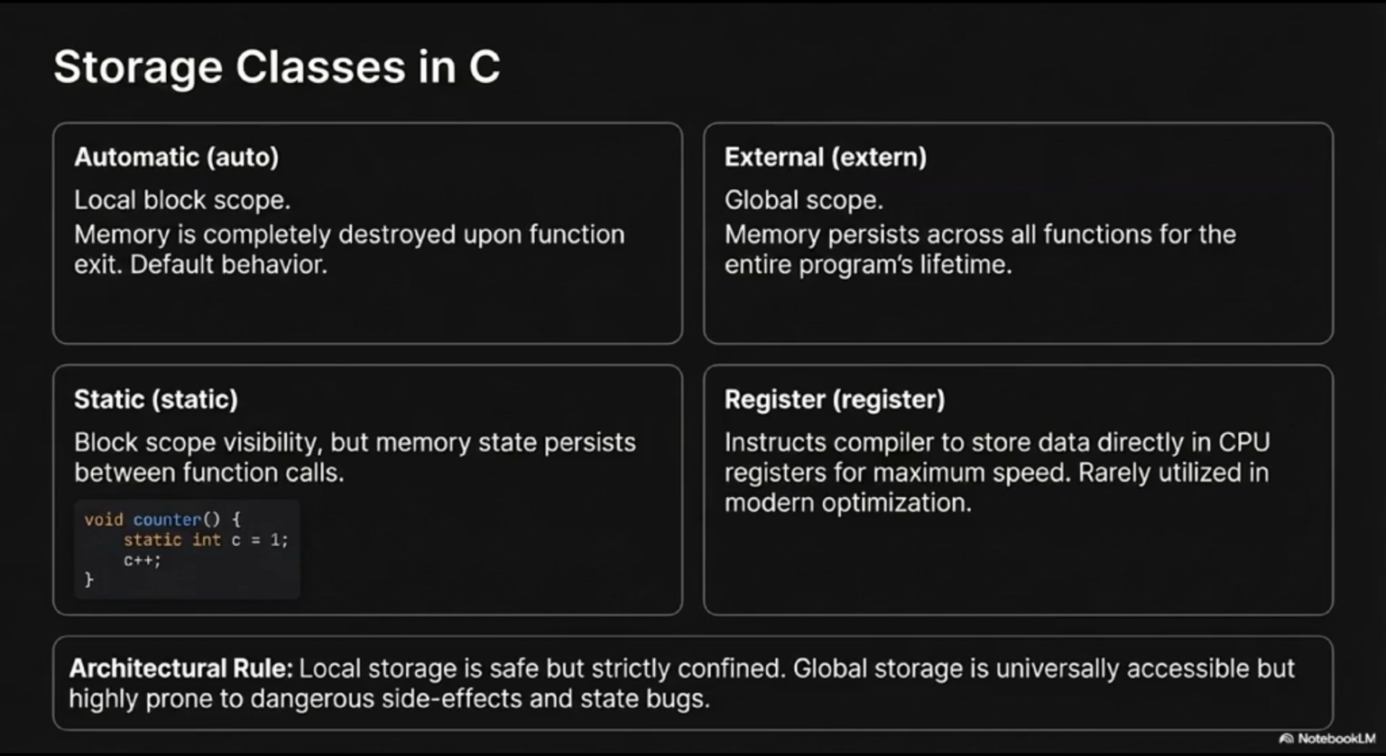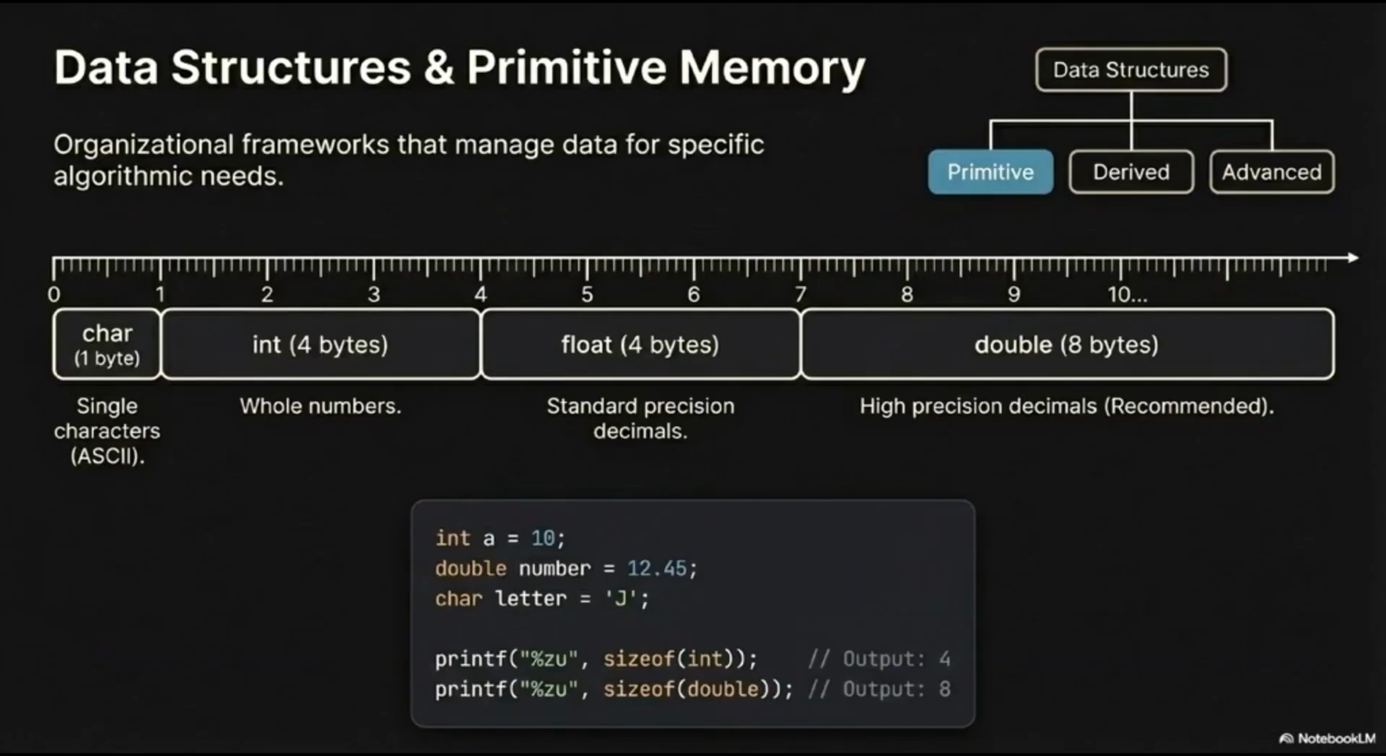A static local variable is a bit of a hybrid. It has the lifetime of a global variable, it sticks around forever, but you can only see it inside its own function. This is perfect for when you need a function to remember something from the last time it was called. All right, let's start putting these pieces together.